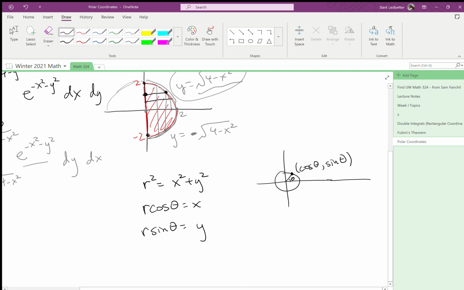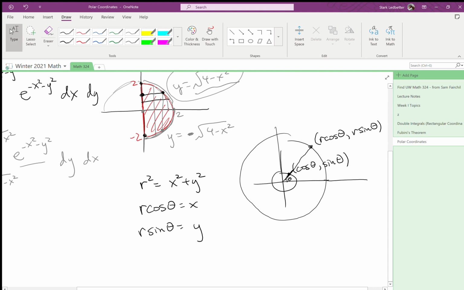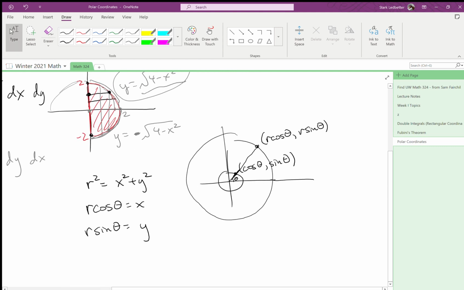The point is cosine theta, sine theta. And if we stretch that out to a circle of radius r, then that point is now r cosine theta, so radius r instead of radius 1. R cosine theta, r sine theta. Okay, and then what do we do? Well, we make polar graphing paper.